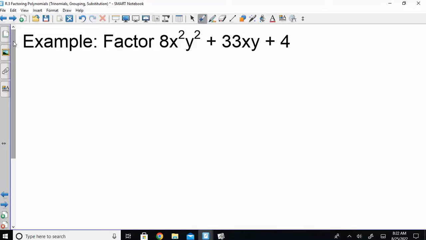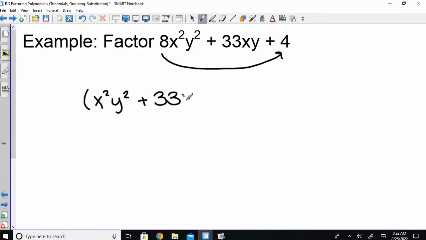Do we have a greatest common factor? No. So then what do we do? Slip and slide, or box method, whatever you like. So we bring over the 8. Don't worry about these variables, just keep them. So 8 times 4 is 32.